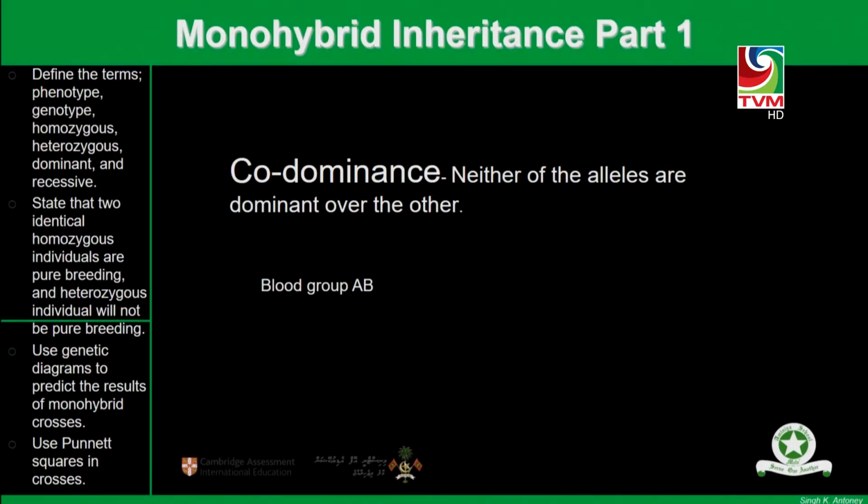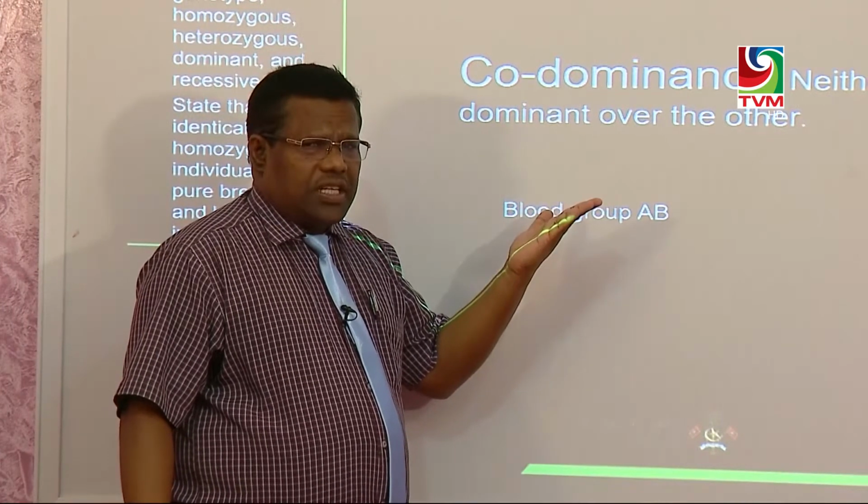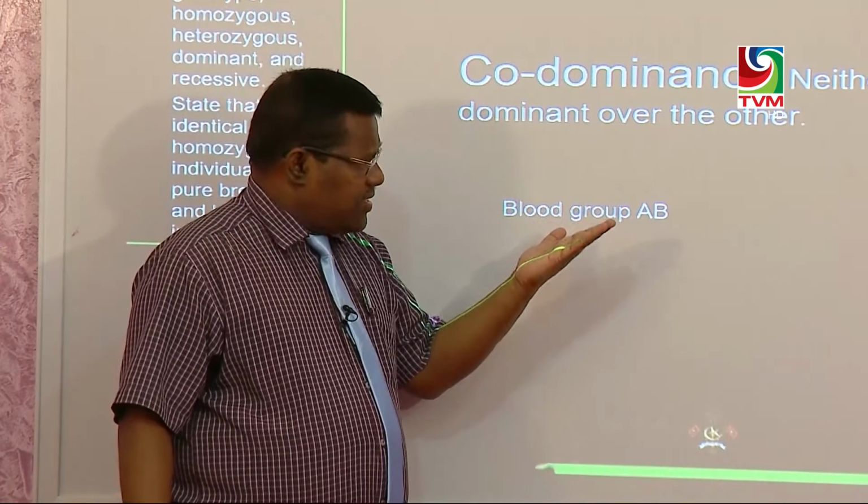What about codominance? In the case of codominance, neither of the alleles is dominant over the other. Two different alleles are there, but neither of them is dominant over the other. The best example of this is blood group AB. You will study more about codominance as we proceed with the study of monohybrid inheritance.